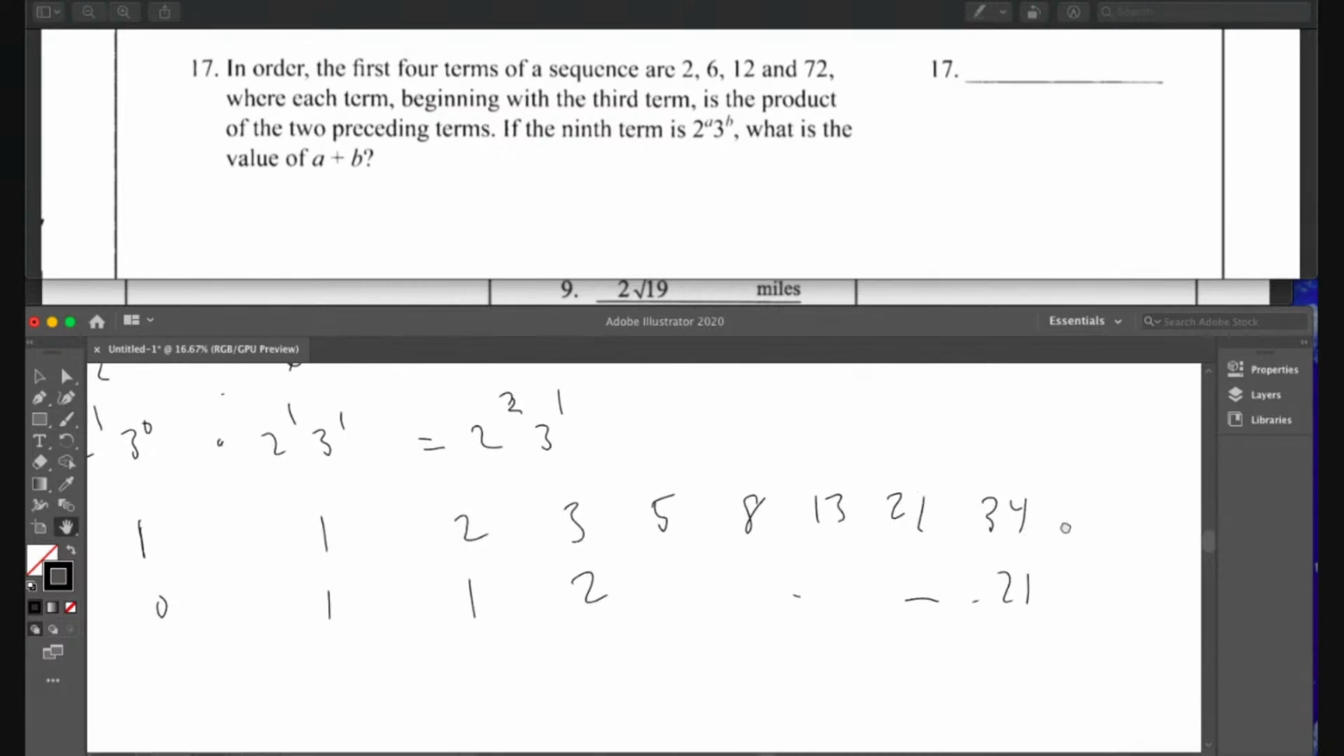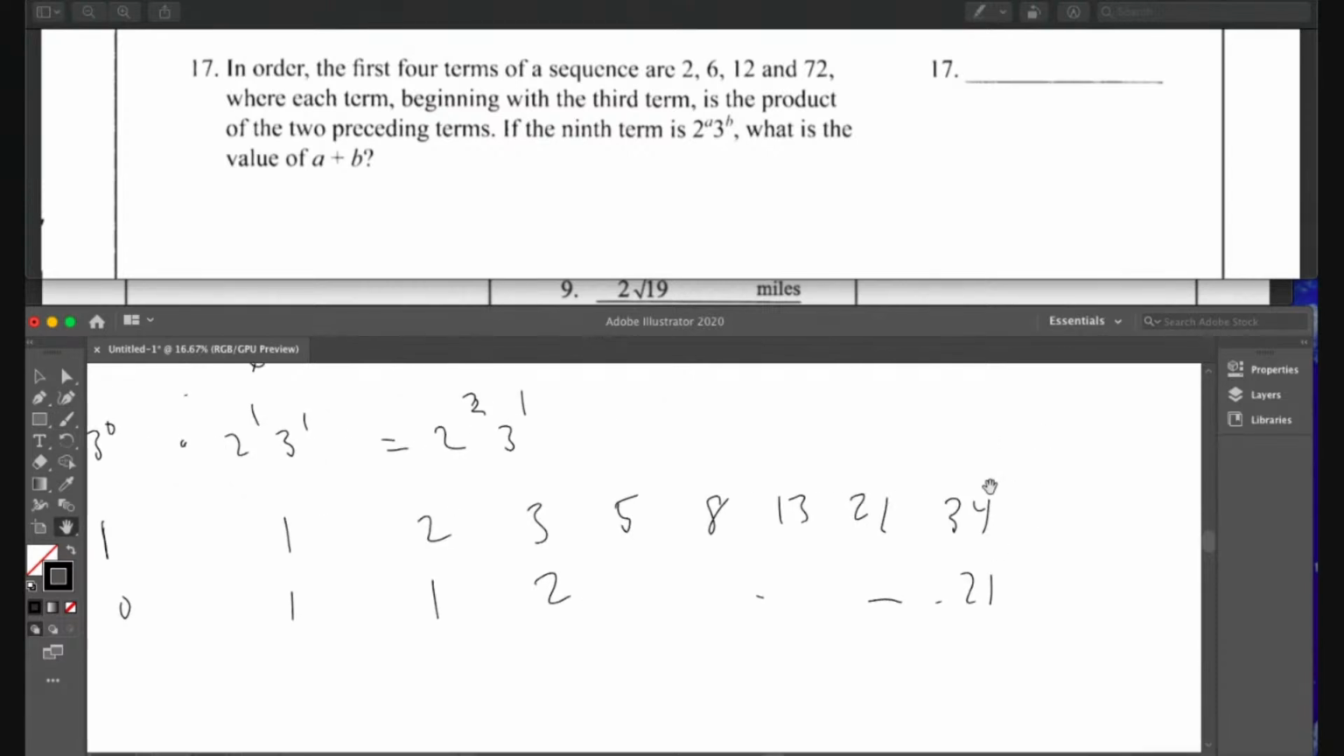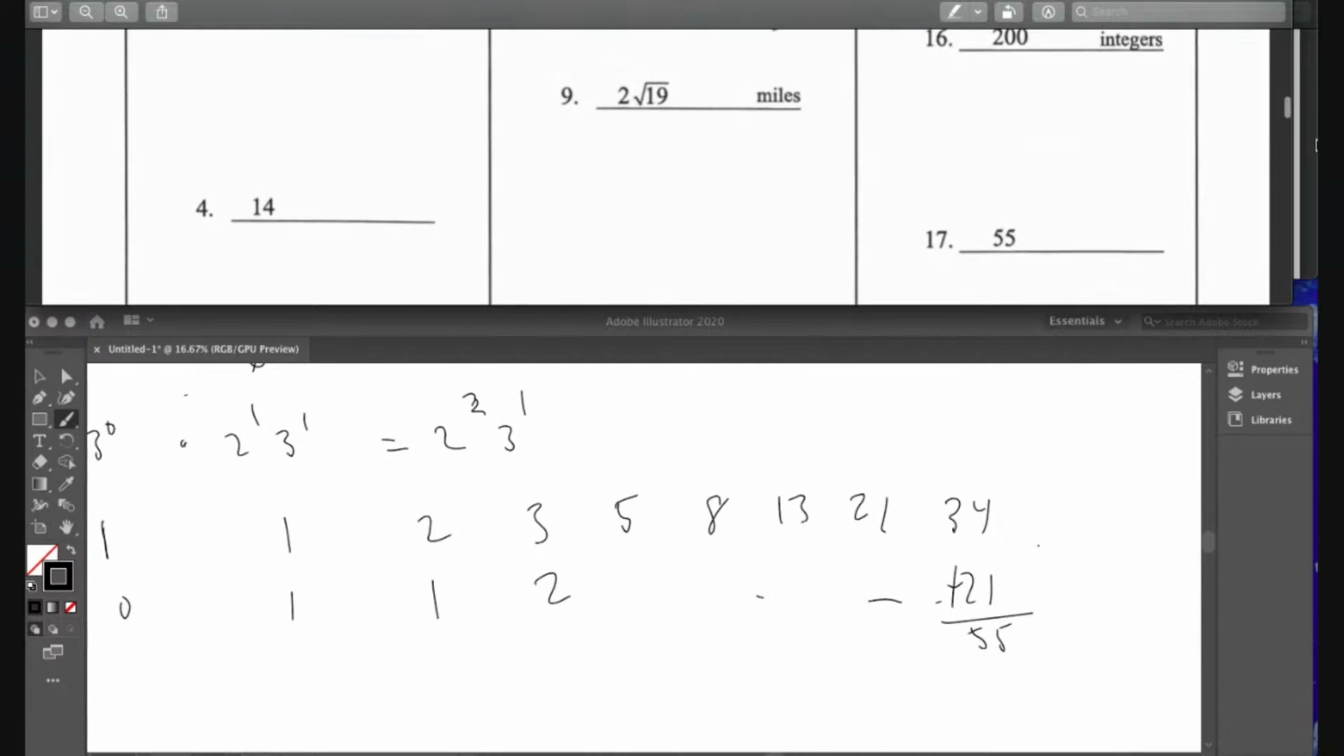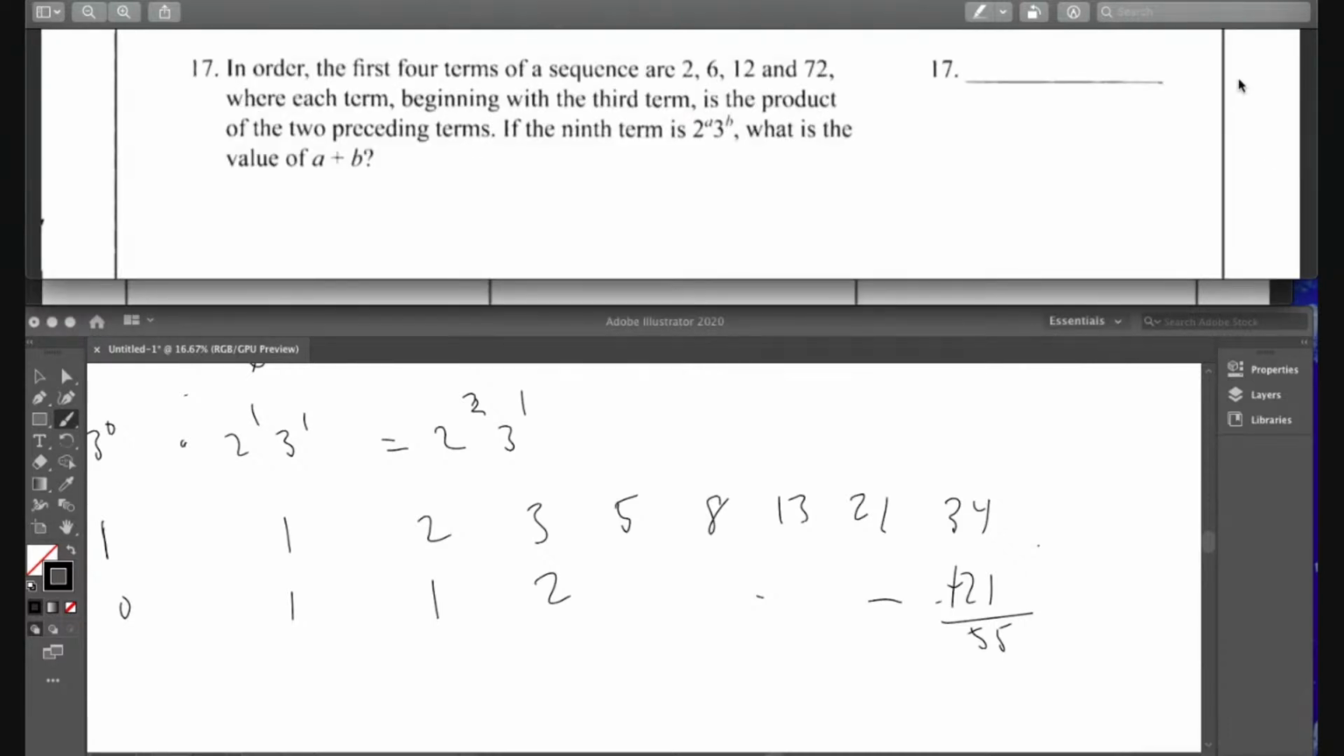Okay, and then we know our ninth term is going to have 34 factors of 2 and 21 factors of 3. And then we just want to find what a plus b is, so we just add these two, and then we have 55. That's our answer. Yeah, that's our answer. Anything you want to say for that one, Phil?